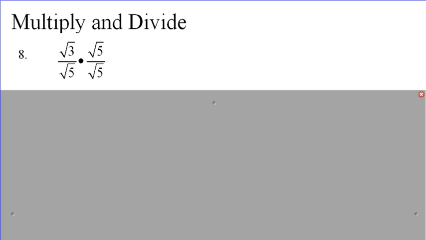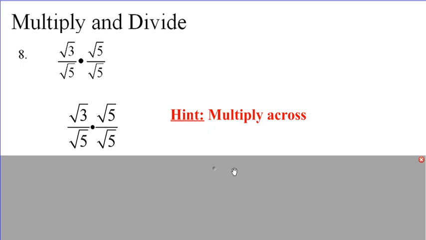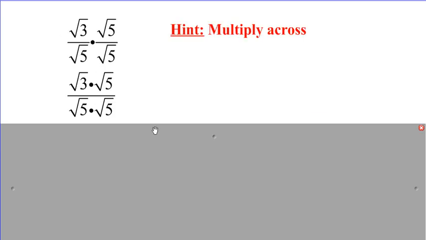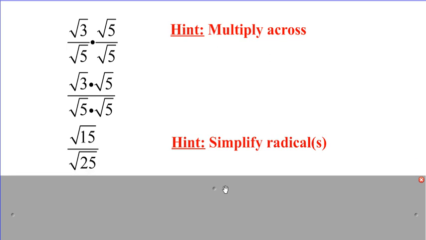For number 8, we have the square root of 3 divided by 5 times the square root of 5 divided by 5. We're multiplying two fractions together, and so we have to remember when we multiply fractions together, we multiply across. Numerator times numerator, denominator times denominator. So again, we've rewritten it to show that we're multiplying across. We have both of these values underneath the square root so they can interact with each other. So we have the square root of 3 times the square root of 5, which is the square root of 15. The square root of 5 times the square root of 5 is equal to the square root of 25.